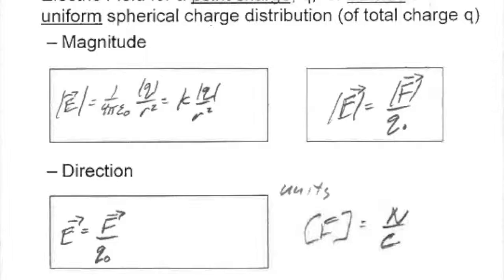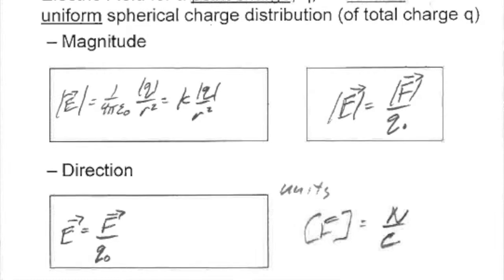Electric field equations. You're familiar with this. The electric field is like the force per charge. You can think of it that way. Just like a gravitational field is the gravitational force per amount of mass that's there, this too is the electric force per amount of charge. And so it's kq over r squared.